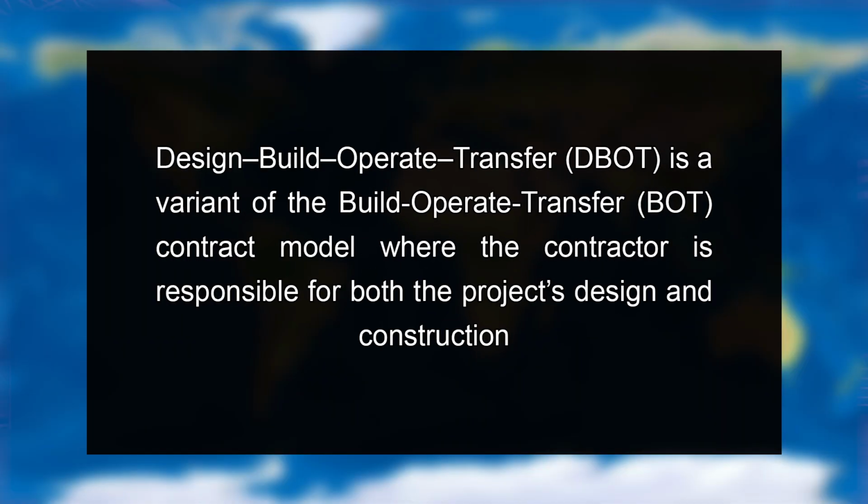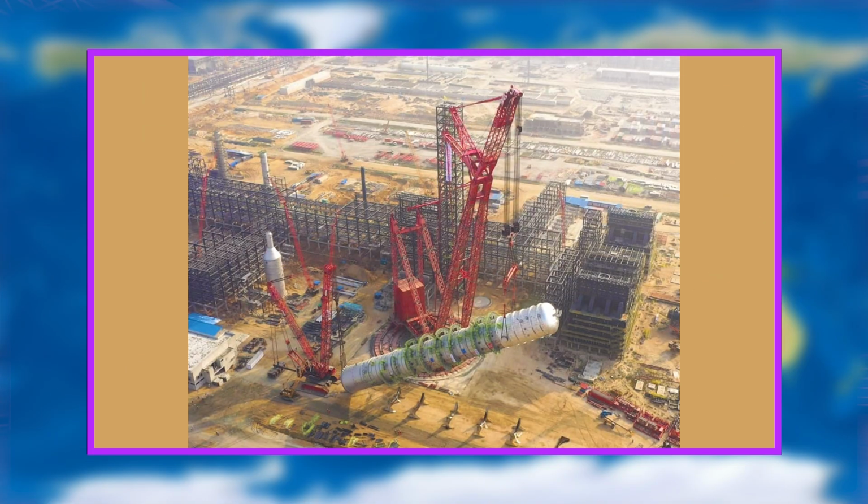DBOT is a variant of the build, operate and transfer, that is BOT contract model, where the contractor is responsible for both the project's design and construction, because it identifies a single point of accountability for delivering the project and seeing it through to operation. This approach may be appealing to some clients. Examples of such projects are refinery construction.